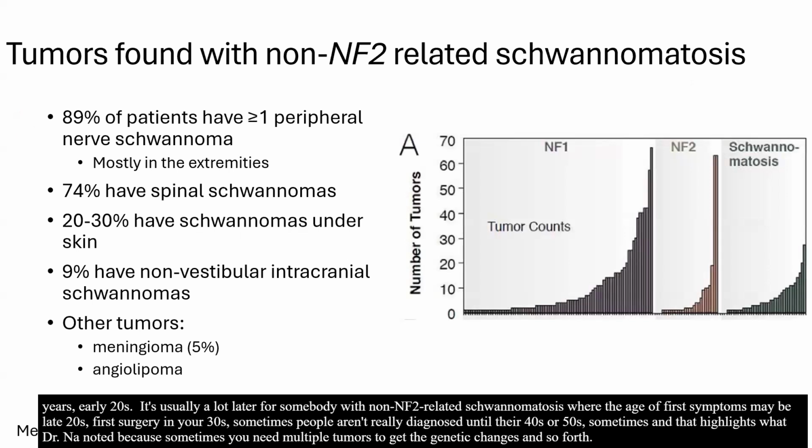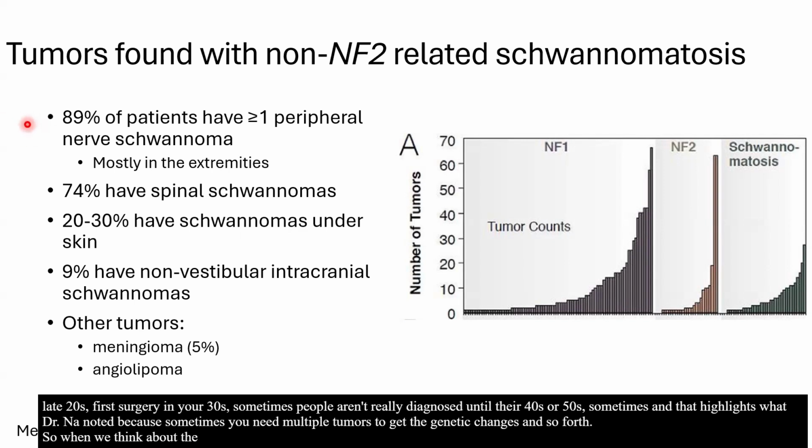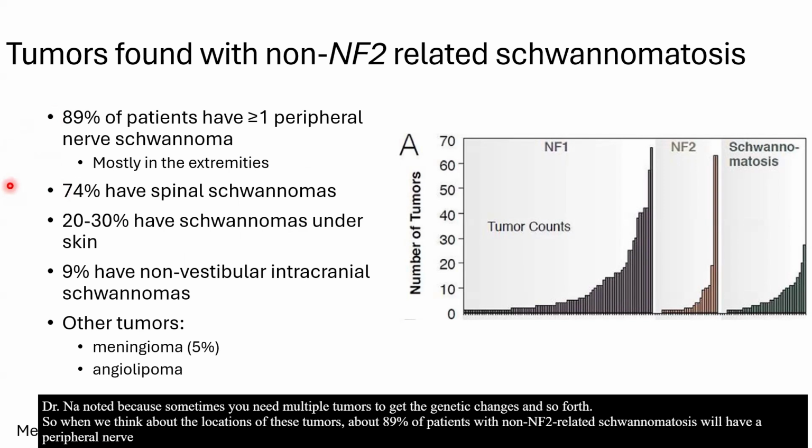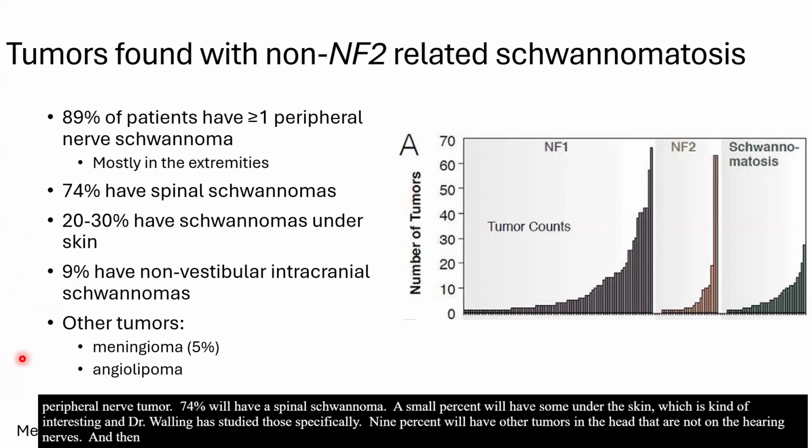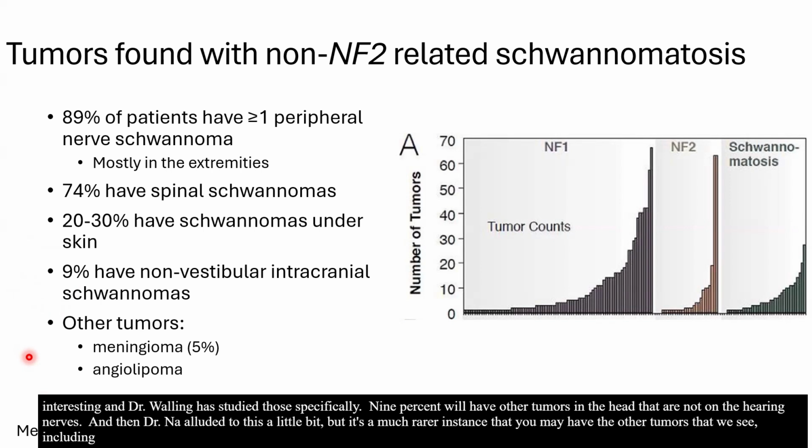So when we think about the locations of these tumors, about 89% of patients with non-NF2-related schwannomatosis will have a peripheral nerve tumor. 74% will have a spinal schwannoma. A small percent will have some under the skin, which is kind of interesting, and Dr. Walling has studied those specifically, actually. 9% will have other tumors in the head that are not on the hearing nerves. And then Dr. Na alluded to this a little bit, but it's a much rarer instance that you may have the other tumors that we see, including meningiomas. We see some angiolipomas and others.